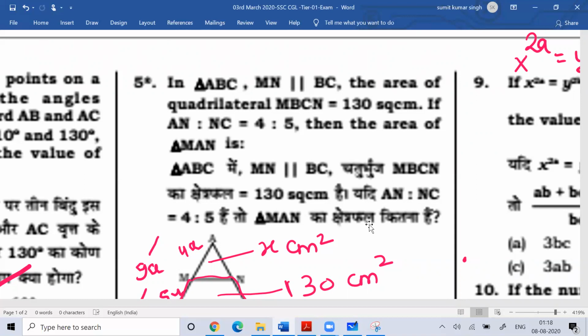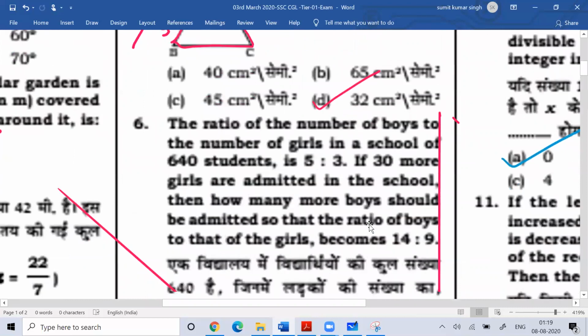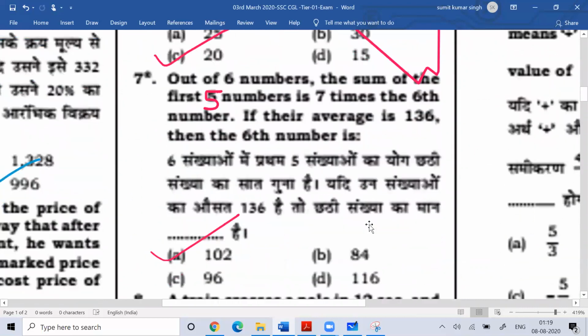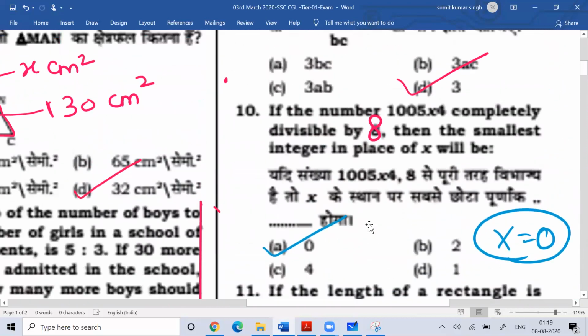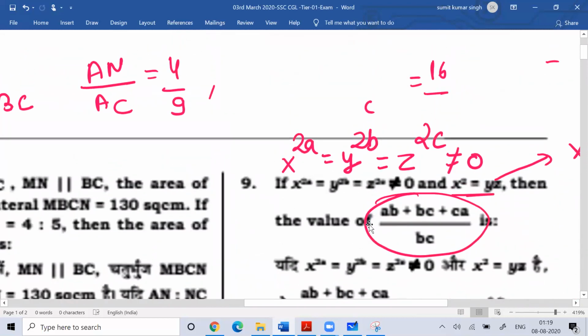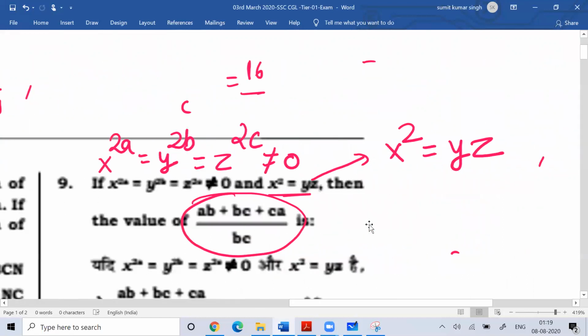2 to 3 questions are based on algebra. 2 questions on profit and loss. 3 to 4 questions on DI, and those DI questions are based on percentages. 1 question of time, speed, and distance. 1 question of time and work. 1 question of ratios. So this is what I can see from the question paper. Around 2 questions on number system, 2 to 3 on algebra, 1 or 2 on simplification. Overall, the paper was easy.